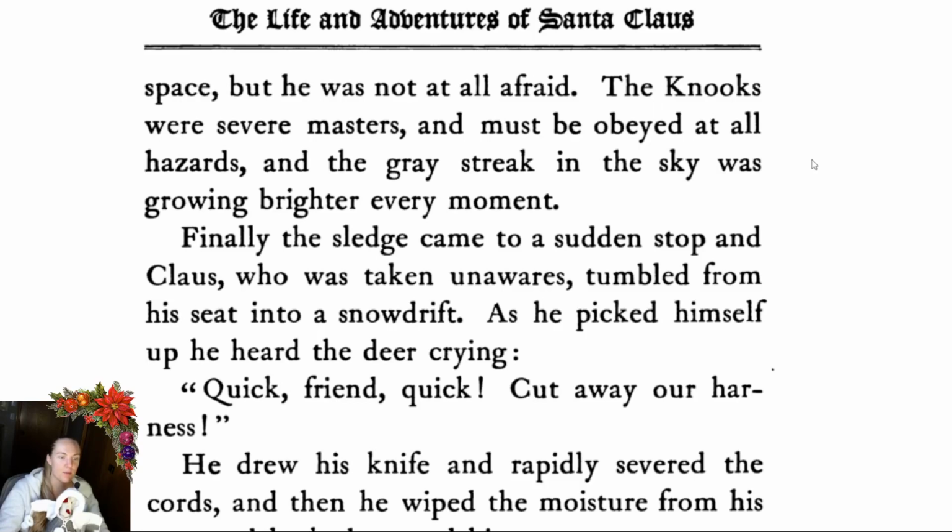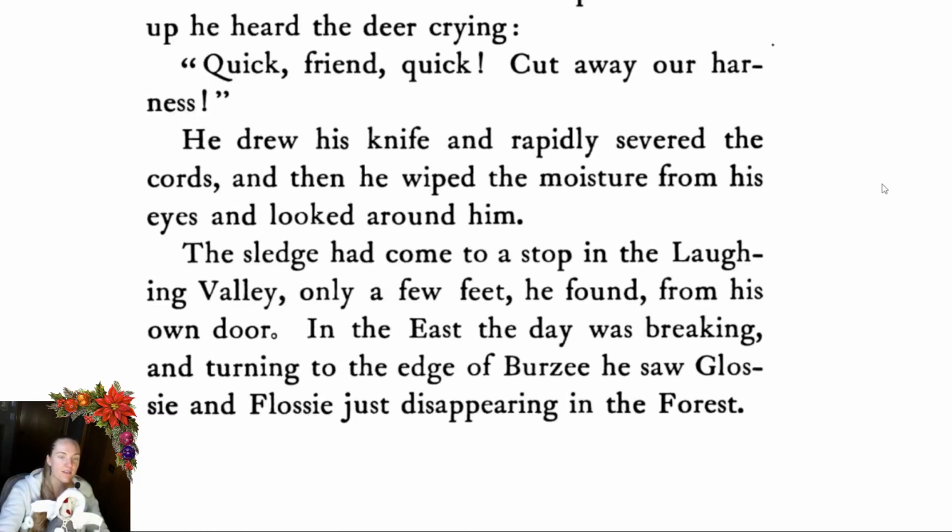As he picked himself up, he heard the deer crying, "Quick, friend, quick, cut away our harness." He drew his knife and rapidly severed the cords, and then he wiped the moisture from his eyes and looked around him. The sledge had come to a stop in the Laughing Valley, only a few feet, he found, from his own door. In the east, the day was breaking, and turning to the edge of Burzee, he saw Glossie and Flossie just disappearing in the forest.